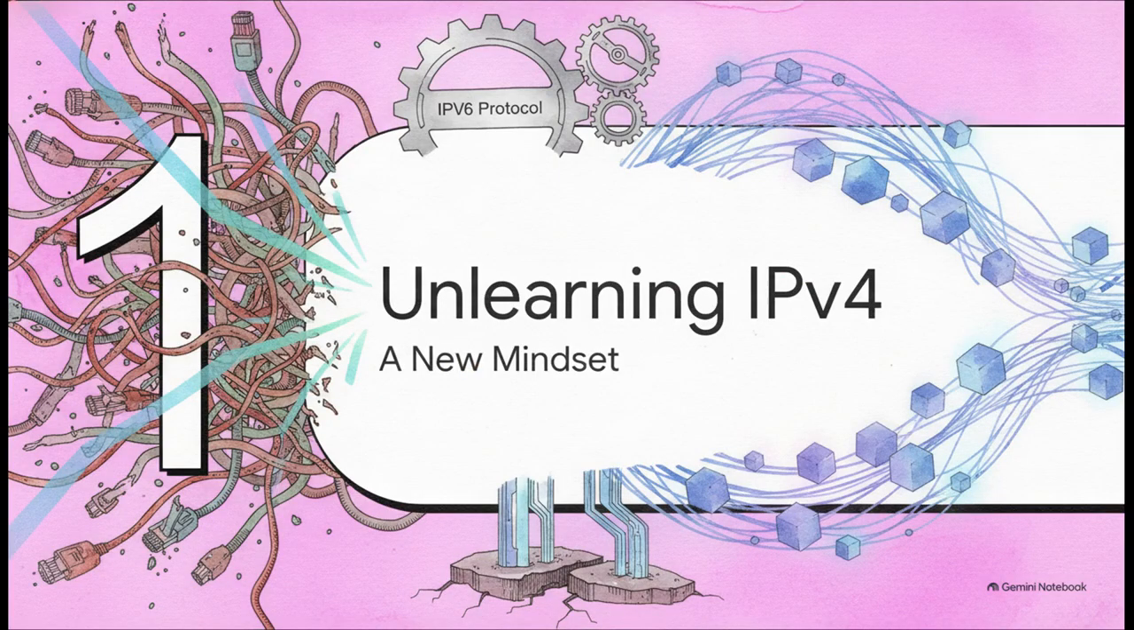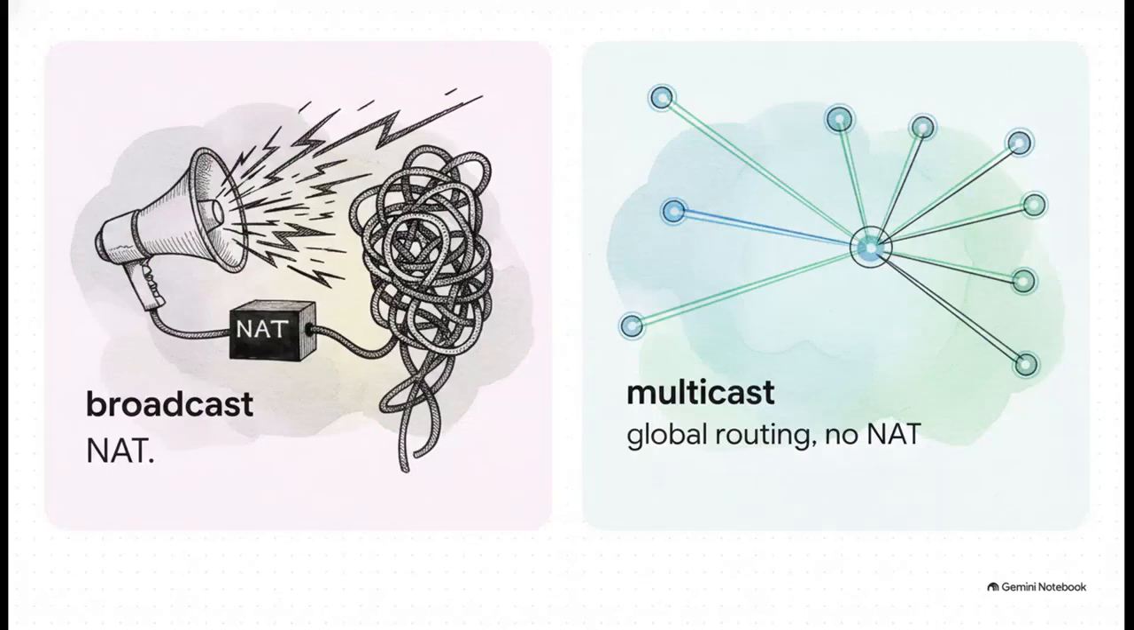All right, Section 1. Let's talk about unlearning that IPv4 muscle memory. You really need to internalize that IPv6 isn't just a larger address space, it is a fundamentally different protocol. Your old tricks, they're going to fail you here. In IPv4, you might ping a broadcast address like 255.255.255.255 just to see who's on the subnet. Well, in IPv6, broadcast is literally dead. It's gone. IPv6 uses multicast exclusively.